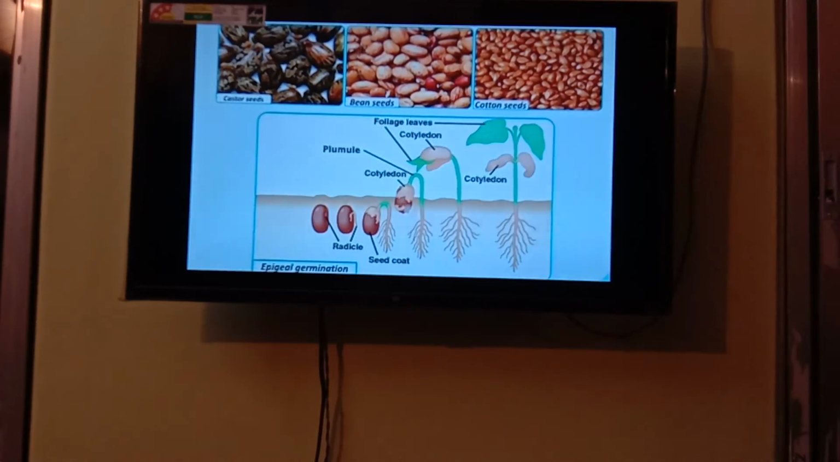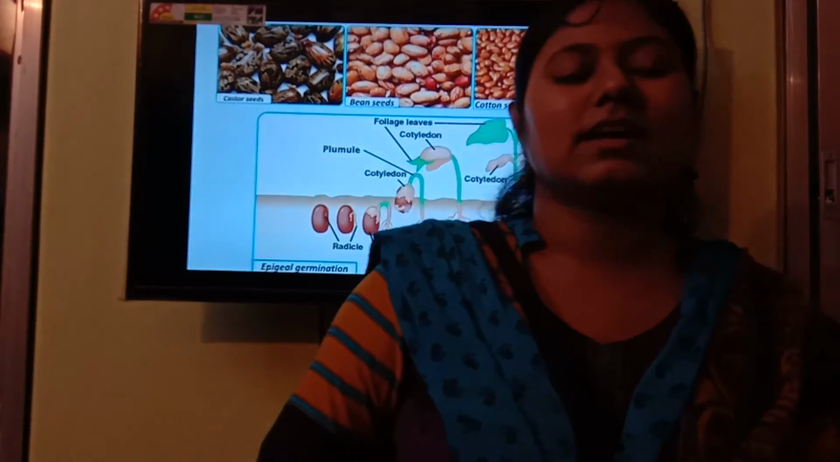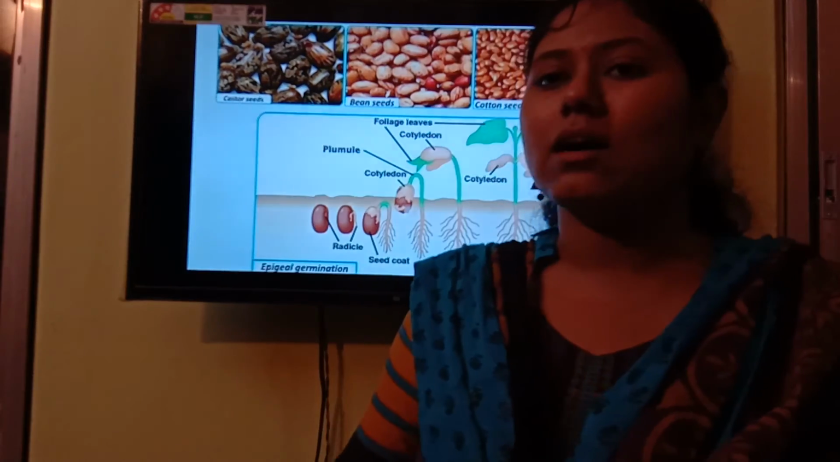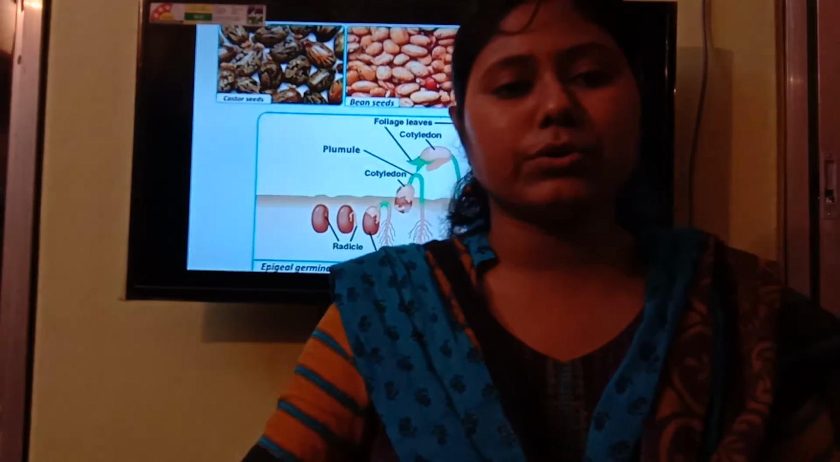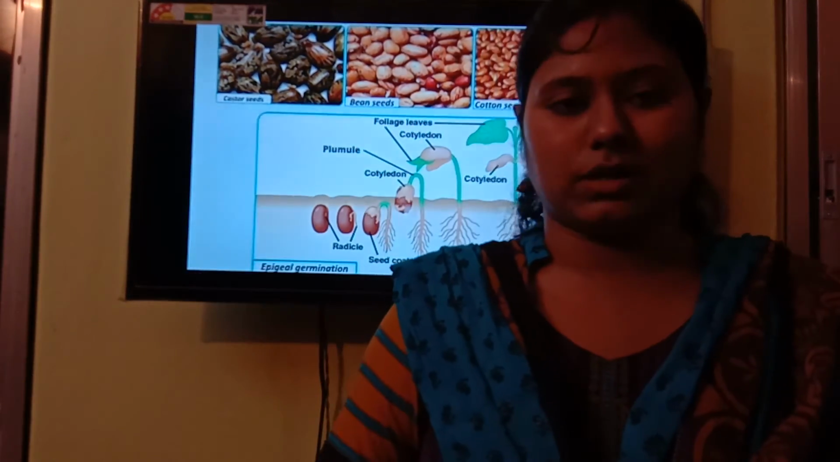In this process, the plumule emerges out and grows upwards, and it forms the stem. And the root or radicle protrudes out and goes downwards. This is the root. Now, germination is of two types: epigeal germination and hypogeal germination.